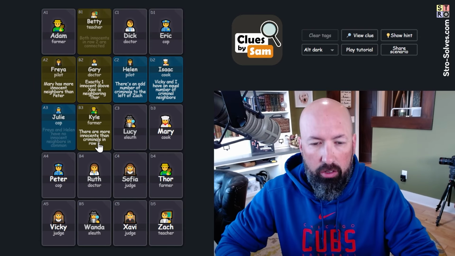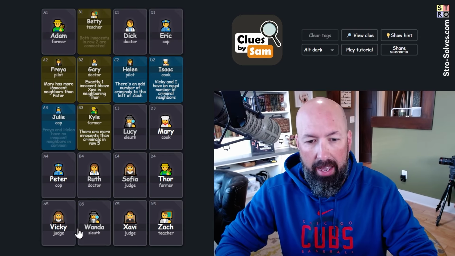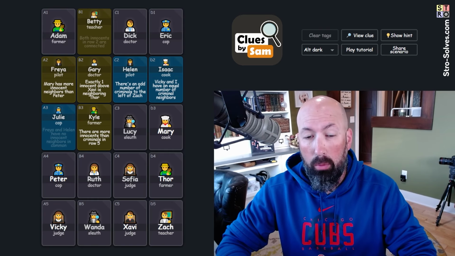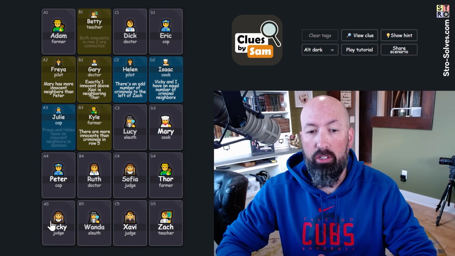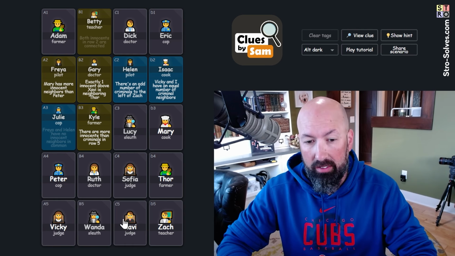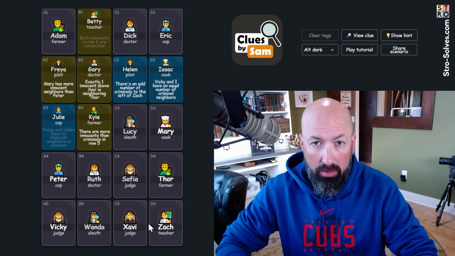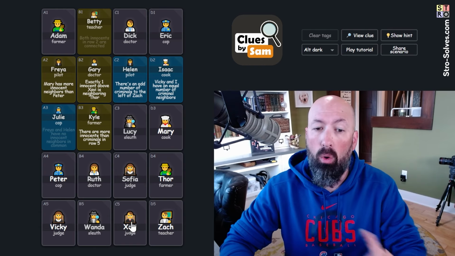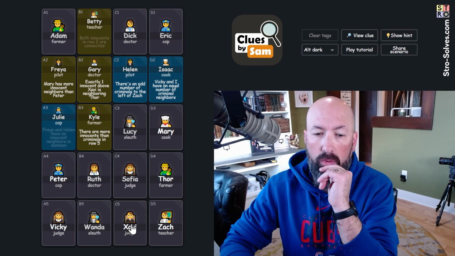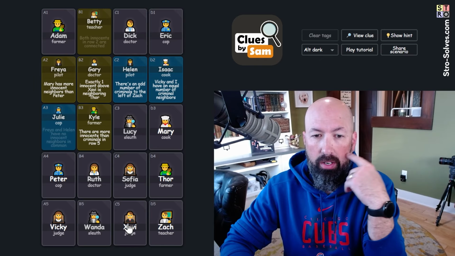There are more innocents than criminals in row 5. Well, there's 4 total people. So in order to have more innocents than criminals, you actually have to have 3 innocents, because if you only had 2 innocents, then it would be 2 of each. So you're going to have 3 innocents. Or 4. There could be no criminals. There's 3 or 4 innocents in row 5.